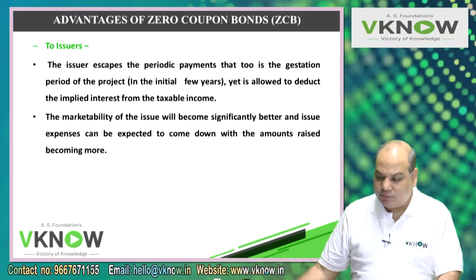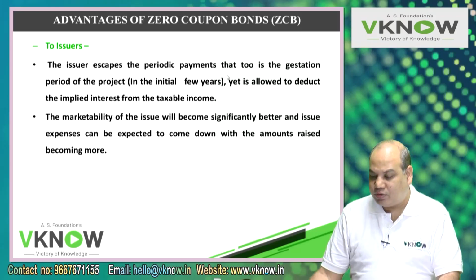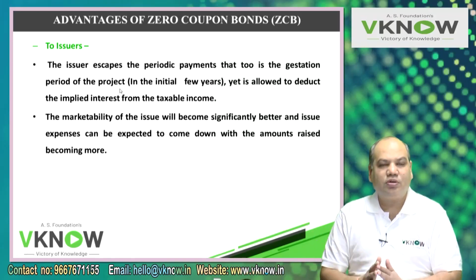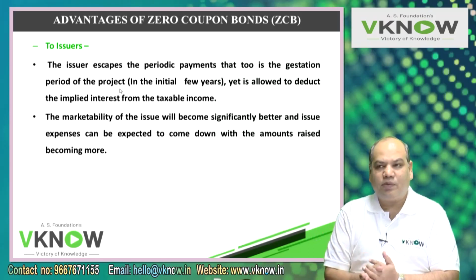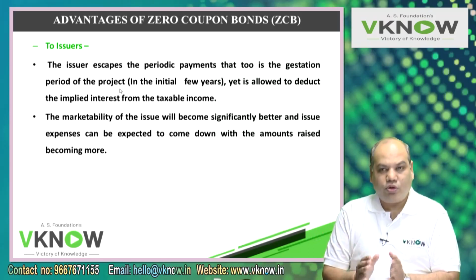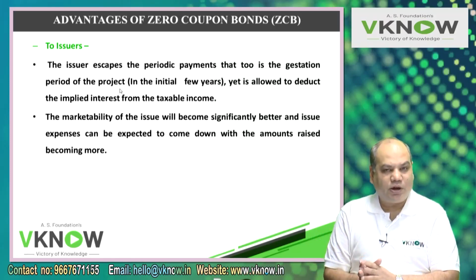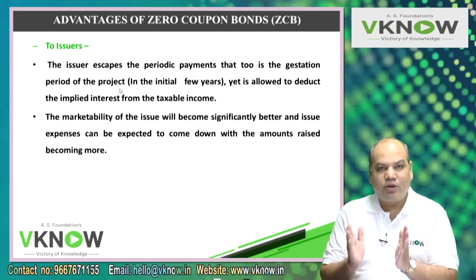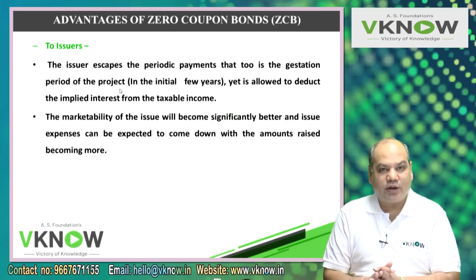The reason is that the issuer escapes the periodic payment. That too is the gestation period of the project. Let us say, for example, a company has to construct a road or a highway or a power plant. In order to construct a highway, power plant, steel plant, it will take some years before the project is ready. And you need funds today.